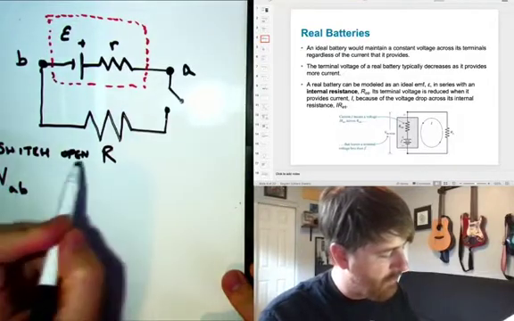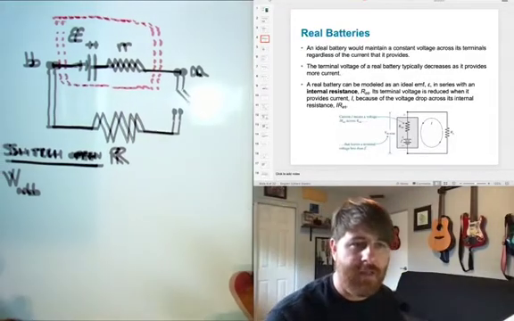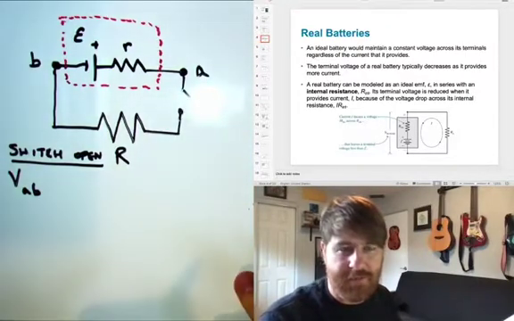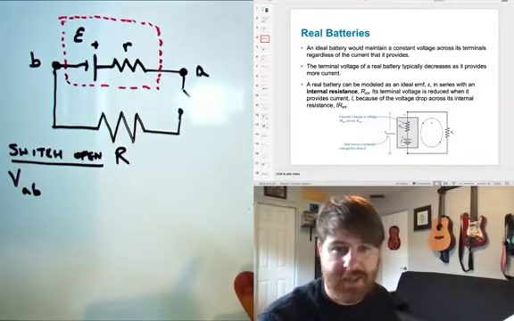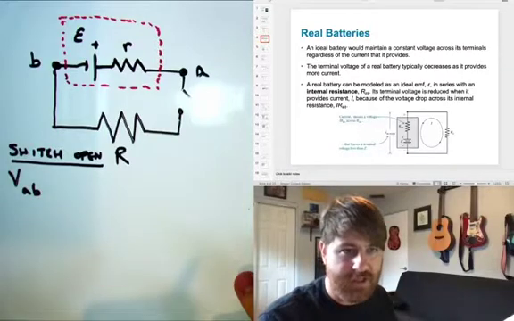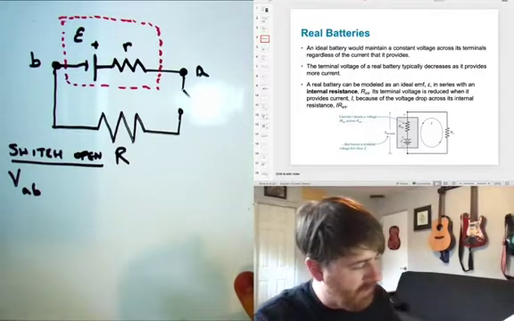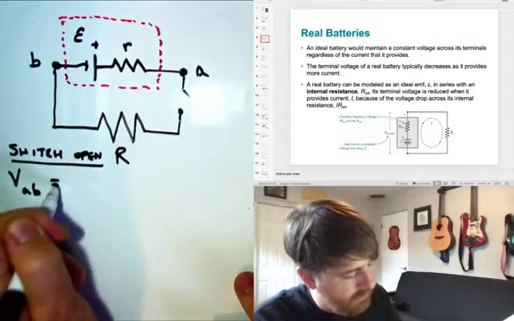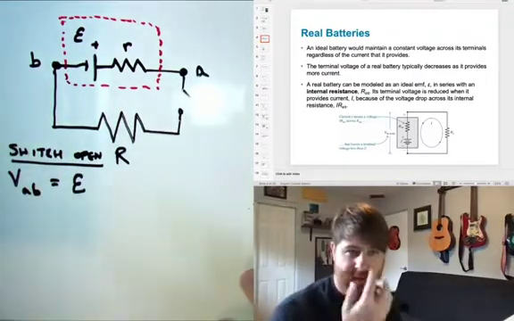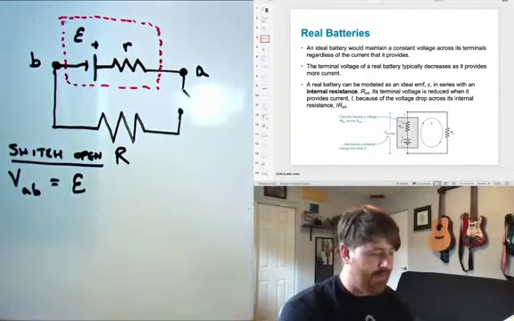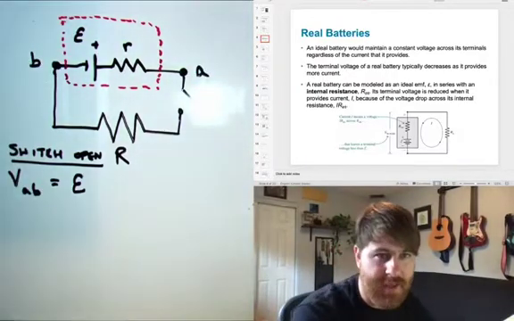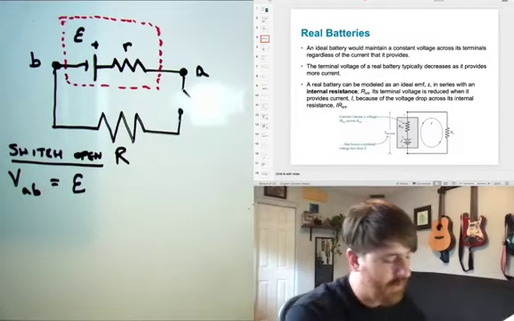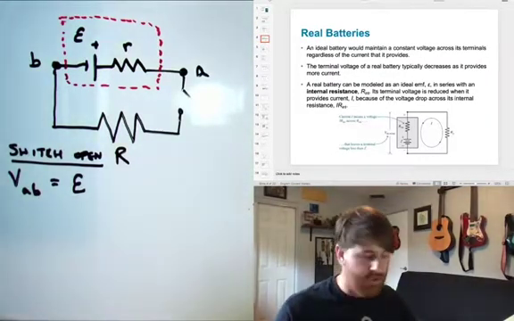Well, when the switch is open, then no current can flow because the switch prevents the current from flowing. There's no complete circuit. There's no complete loop here. So VAB, the difference in potential between A and B, is the EMF. If this was a 9-volt battery, we put a voltmeter across between A and B, we would measure 9 volts of potential difference. But now, we'll close the switch.